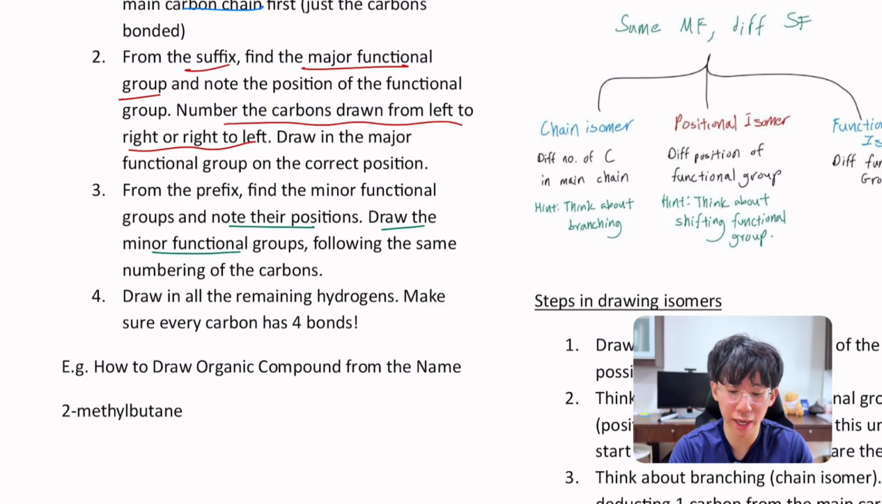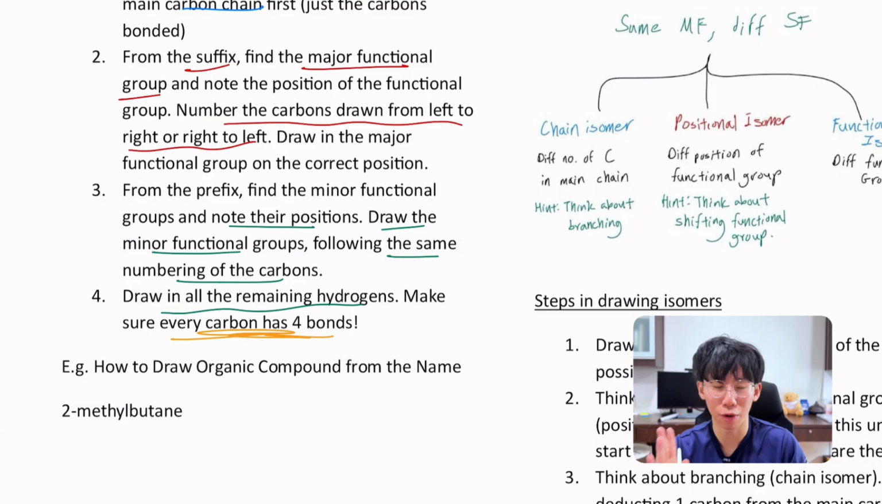We will draw the minor functional groups afterwards. Make sure you follow the same numbering of the carbons that you formed in step 2. Then you want to draw all the remaining hydrogens. I want to emphasize this a lot. Please make sure that every carbon has 4 bonds. I repeat, every carbon must have 4 bonds.